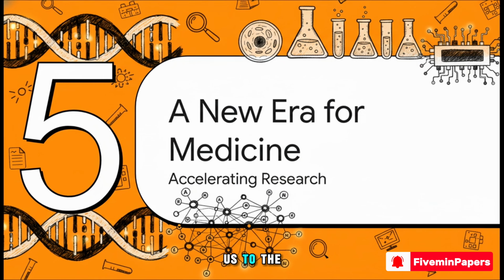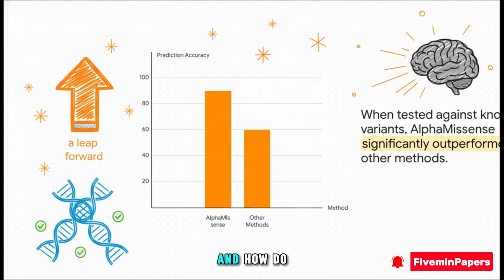And this brings us to the most important part, really, a new era for medicine. Because let's be clear, this isn't just some cool computer science project. This is a breakthrough that could genuinely signal a whole new chapter for medical research. And how do we know it's such a big deal? Well, it comes down to accuracy. When scientists tested it against the variants that we already knew about, the ones confirmed by human experts, AlphaMissense blew every other existing computer model out of the water.